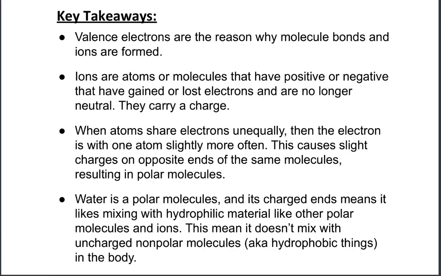Key takeaways. Valence electrons are the reason why molecular bonds and ions are formed. Ions are positively or negatively charged atoms or molecules due to the loss or gain of electrons. When atoms share electrons unequally, this can also result in slightly charged molecules like polar molecules. And as a result, those polar charged corners, like you see in water, will allow it to mix with other charged substances, but not allow it to mix with substances that don't have charges, such as non-polar molecules.